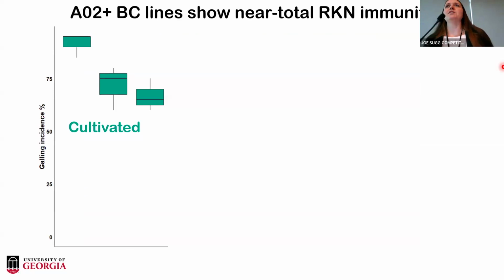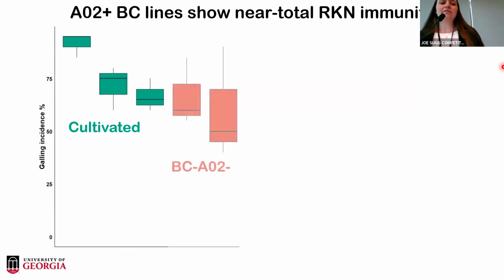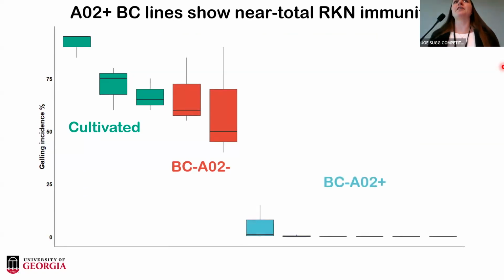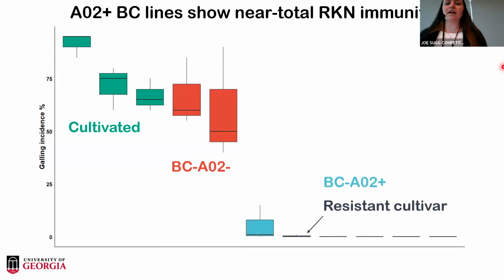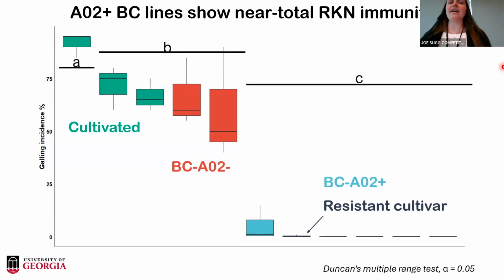When we turned these plots over, we found that between 60 to about 95% of cultivars showed nematode damage in their root systems. And we saw very similar numbers in our backcross lines without the resistance QTL. This was in stark contrast to our backcross lines with the QTL, as well as the resistant cultivar we included as a check, which showed essentially no damage. And this difference was very statistically significant according to a Duncan test.